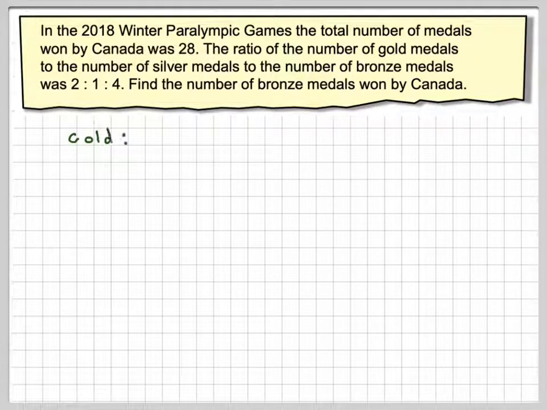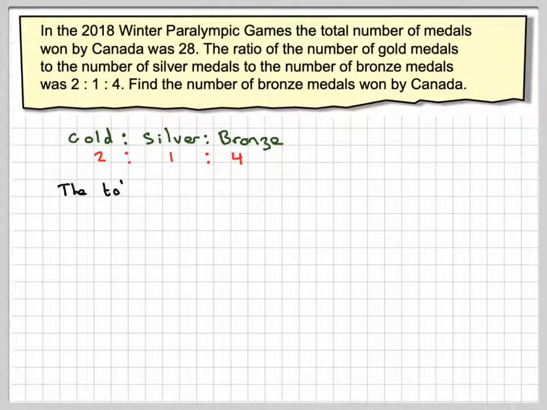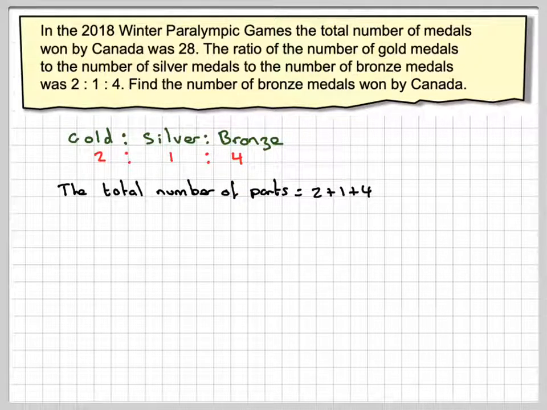So this is a ratio question. The gold to silver to bronze is in the ratio of 2 to 1 to 4. If we add up all the parts, so we've got 2 plus 1 plus 4, that gives 7 parts.